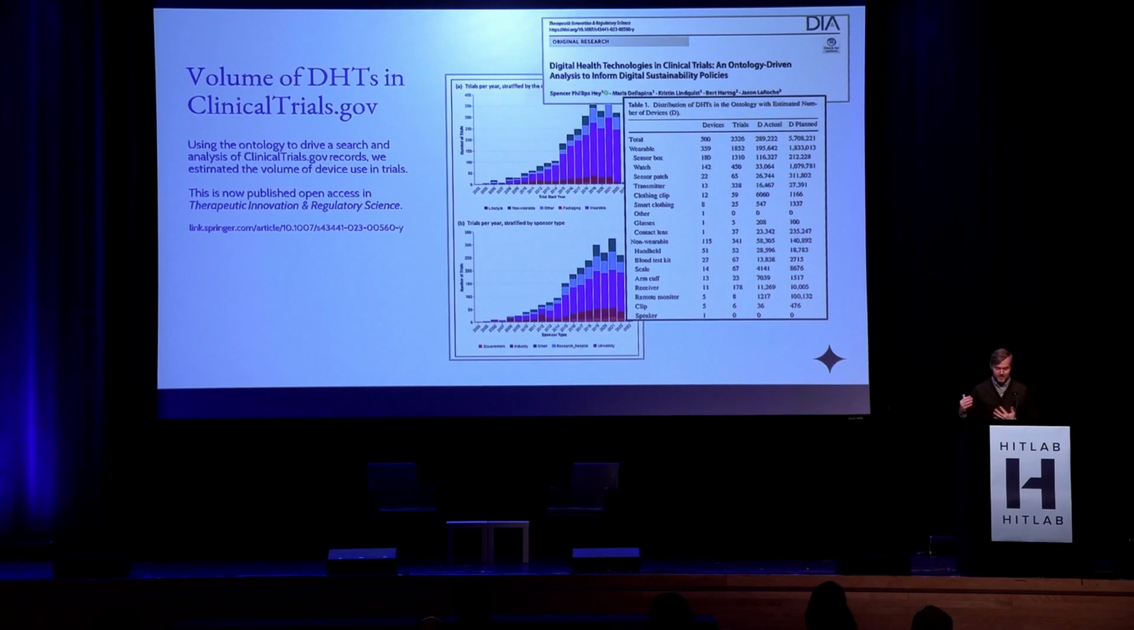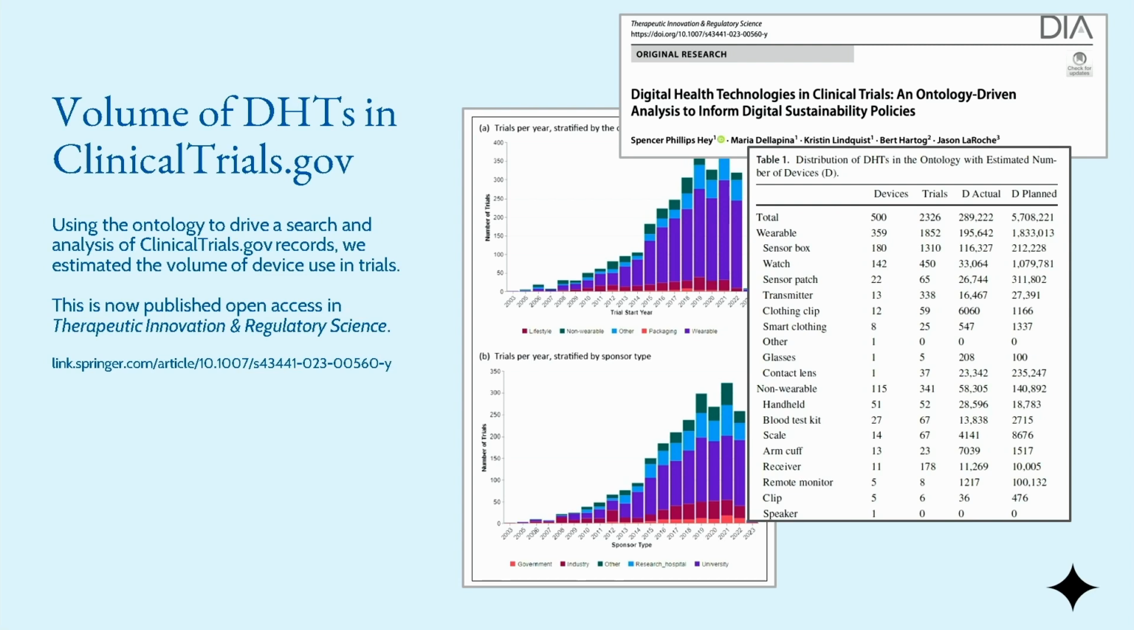Okay, so what did we find? We published our results in the journal Therapeutic Innovation and Regulatory Science. There's a lot packed into this paper, and I'm just going to talk about a little bit of it. We can focus on the excerpt of Table 1. We found around 2,300 trials that used these 500 devices. We estimated using enrollment numbers and then some multiplier based on the type of device. Some devices you would think are one device per participant, and some are multiple devices per participant, depending on the dose and schedule, for example.